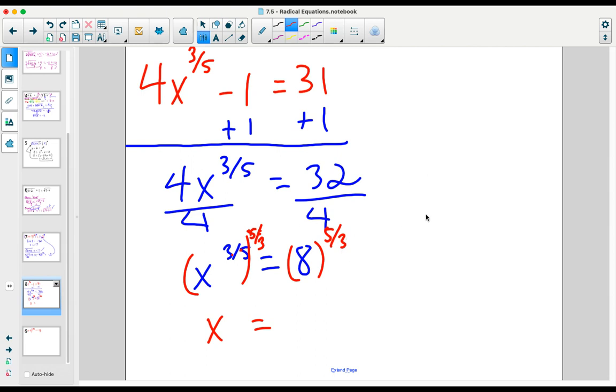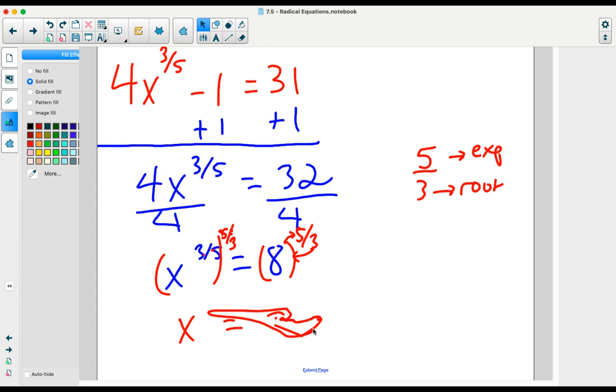Remember what the power of 5/3 means. This is the root, and this is the exponent. And you can do them in whichever order you want. Could you do 8 to the 5th and then try to take the 3rd root of that? Sure. But it's probably going to be a lot easier to take the root first, then raise it to the exponent. So the 3rd root of 8 is 2, and 2 to the 5th power is 32.